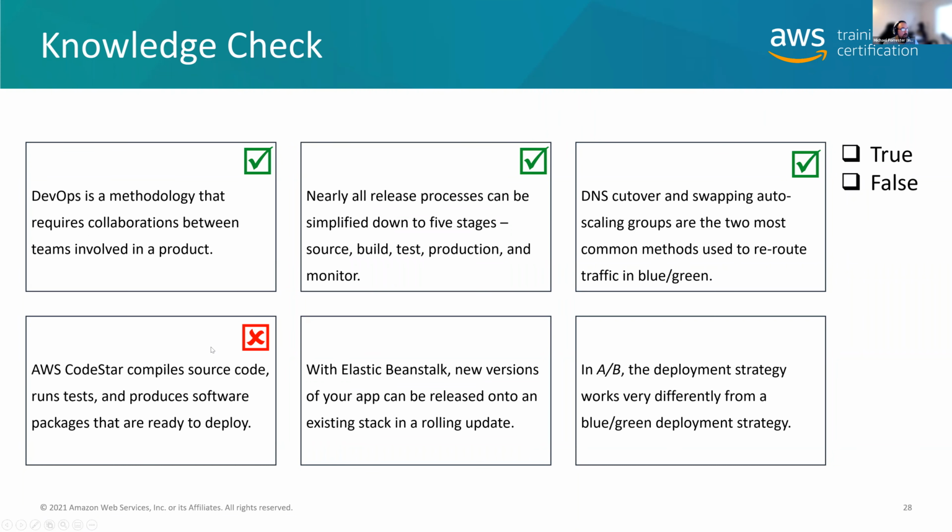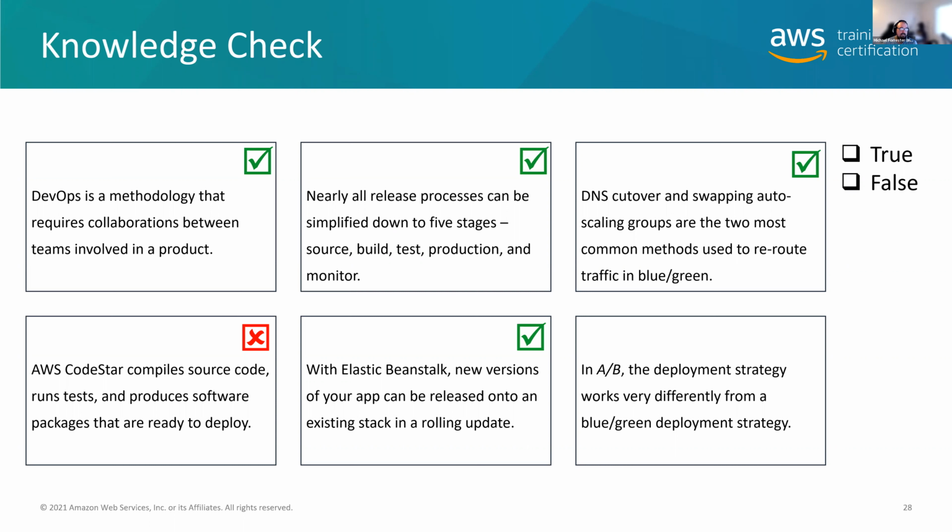So oddly enough, CodeBuild is what's used for that. CodeStar just sets up projects to use those pipelines. CodeBuild is the name of the software that does the building. All right. With Elastic Beanstalk, new versions of your app can be released on an existing stack in a rolling update. Is that true? Can you do a rolling in-place update with Beanstalk? Yeah, you can do that. No problem.